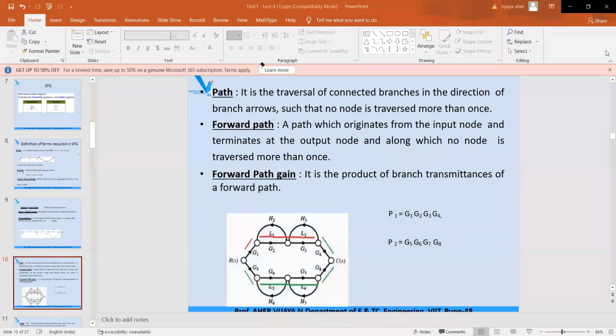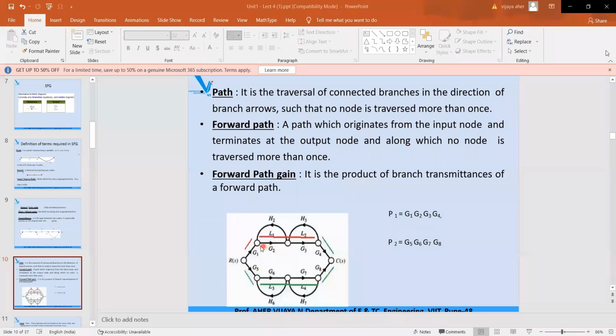So path, next term is path related to signal flow graph. It is the traversal of connected branches in the direction of branch arrow, such that no node is traversed more than once, is nothing but path. Now what is forward path, backward path, and forward path gain? So forward path is nothing but a path which originates from the input node and terminates at the output node, and along which no node is traversed more than once. That is nothing but forward path.